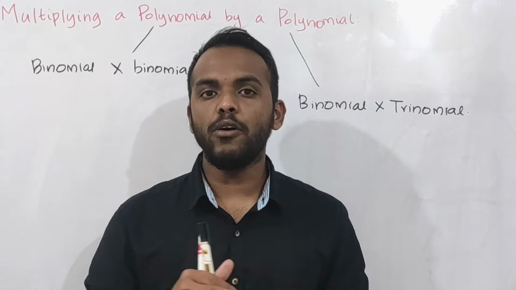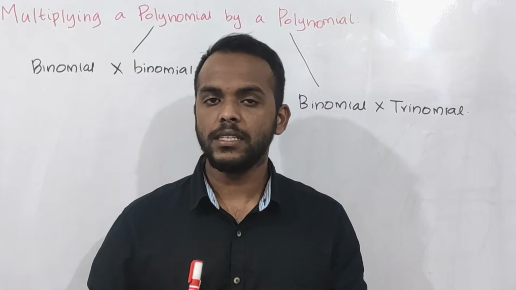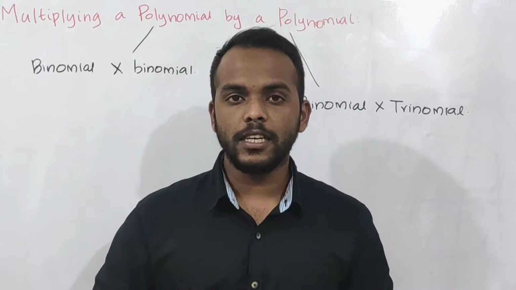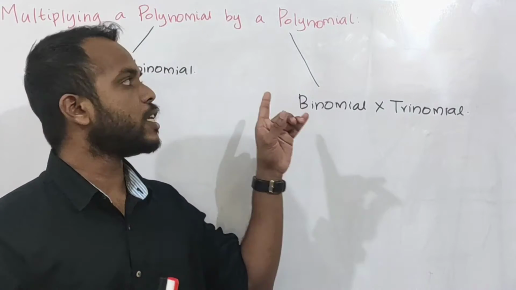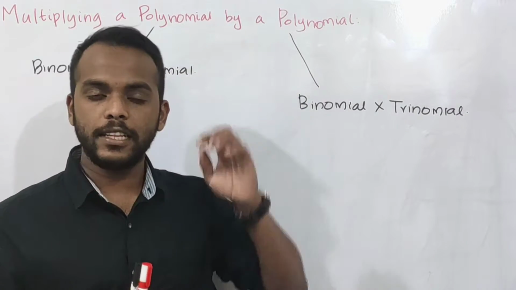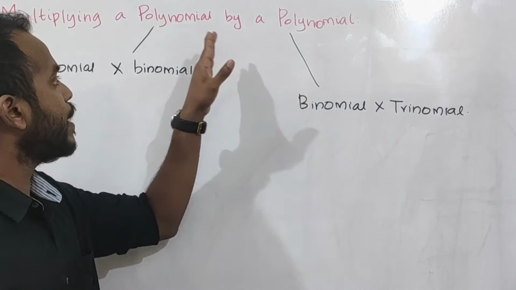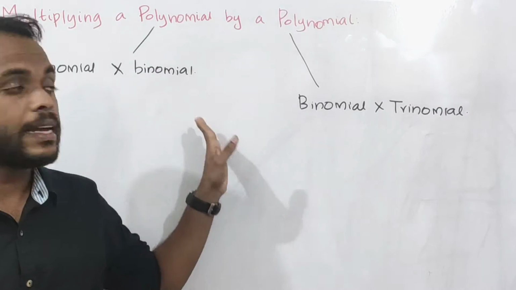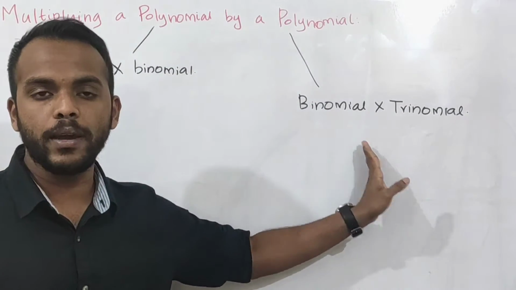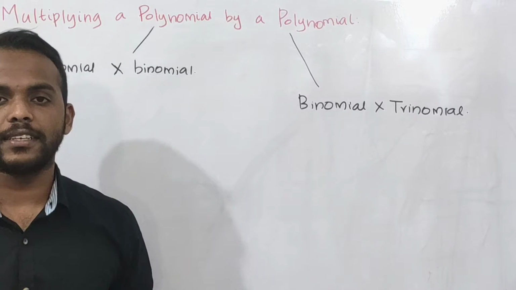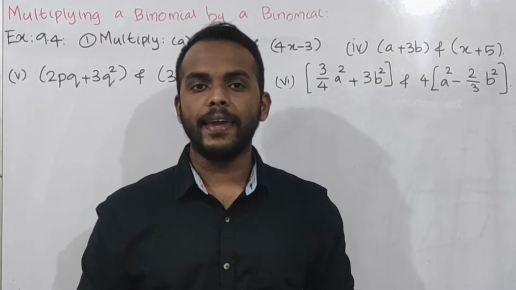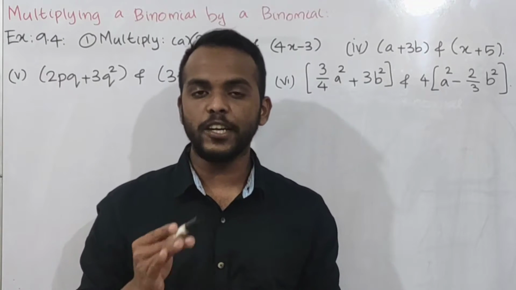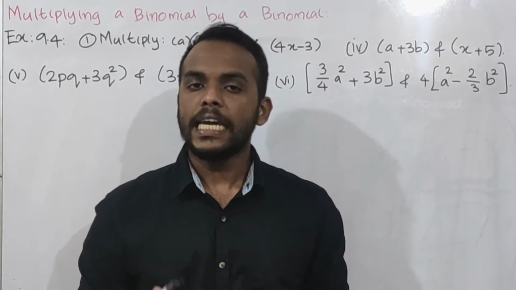Now we are going to learn how to multiply expressions with more than one term. In general, this is the multiplication of a polynomial by another polynomial. We will learn it in two parts. First we will learn how to multiply a binomial by a binomial. Then we will see how to multiply a binomial and a trinomial. The process of multiplying a binomial by another binomial is similar to the process that we learned when we multiplied a monomial and a binomial. It will be very easy.